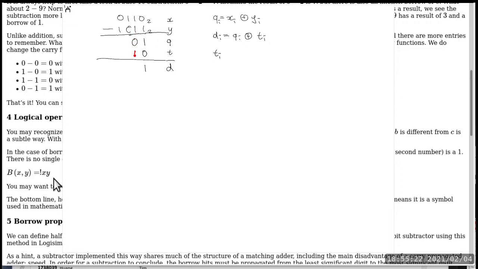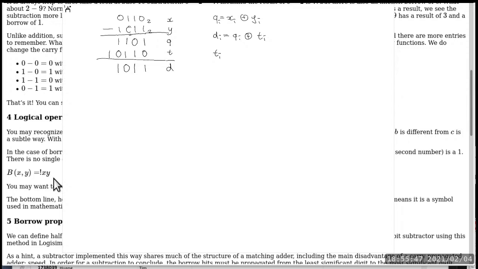And then we have a 0 minus 1, which is a 1 with a borrow. And now we have 1 minus 0, which is a 1. 1 minus 1 is a 0. And then we have 0 minus 1 being 1 with a borrow. 1 minus no borrow in this case, which is a 0. So 1 minus 0 is a 1. Okay, so we are now done with the binary subtraction.